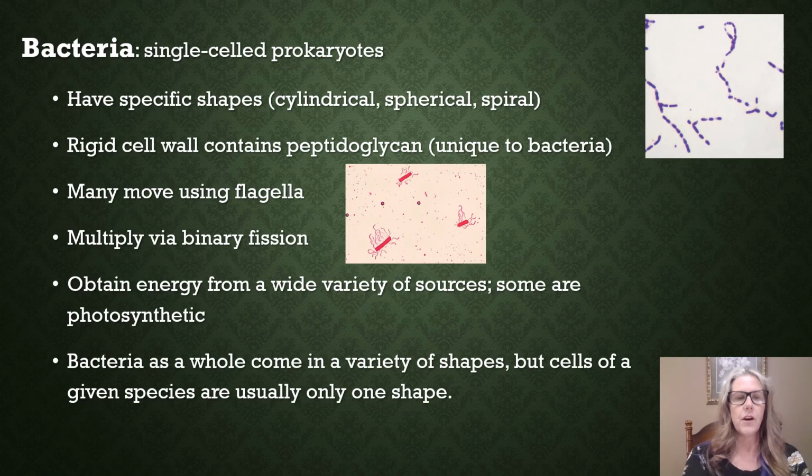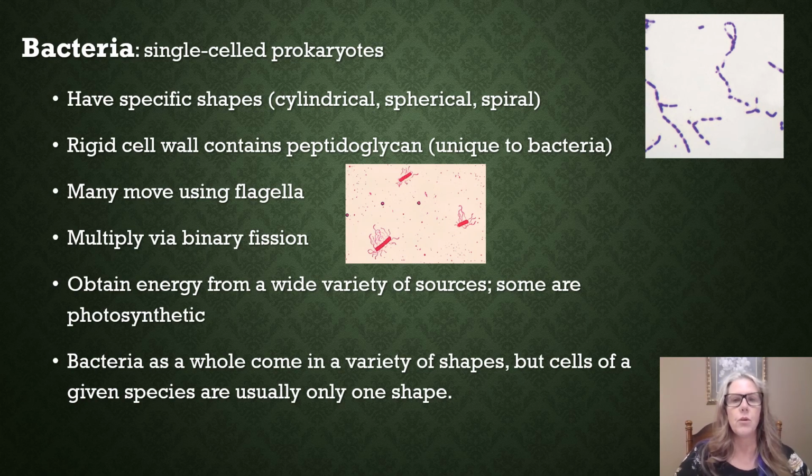Okay, a little background on bacteria. Bacteria are single-celled prokaryotes. Remember, we talked about the prokaryotic cell and how they're different from eukaryotic cells. Bacteria have specific shapes, so they're all a little bit different. You'll see them as cylindrical or spherical or even spiral shaped, and we'll talk about those in a couple minutes. They have a rigid cell wall that contains a molecule that is unique to bacteria. So we only find it in bacteria, and that's called peptidoglycan. You'll learn more about that also.